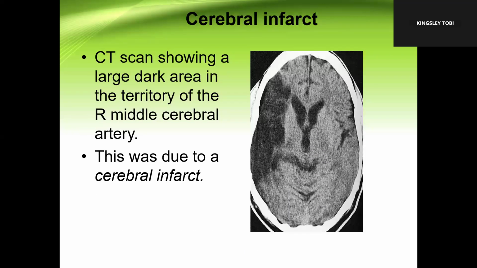Now, the other one is when you have an infarct. This could be due to a thrombus in the middle cerebral artery, which is completely dark, a loss of brain tissue compared to the normal isodense brain parenchyma here. So this is a cerebral infarct. It could also result from hypoxic brain injury, and we've seen quite a number of them like that.